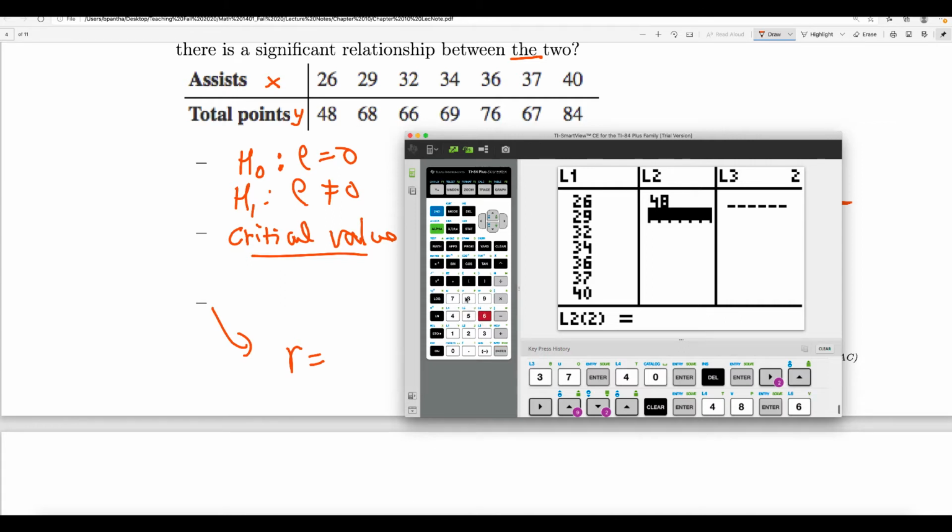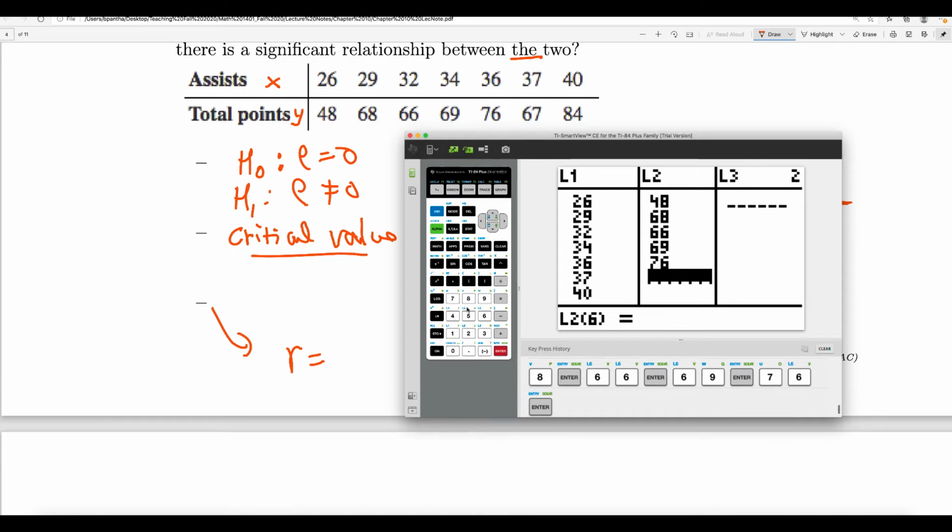48, 68, hit enter. 66, hit enter. 69, hit enter. 76, hit enter. 67, hit enter. And then 84, right? 84. Hit enter. And if there is extra, we will remove that, so there is no extra.